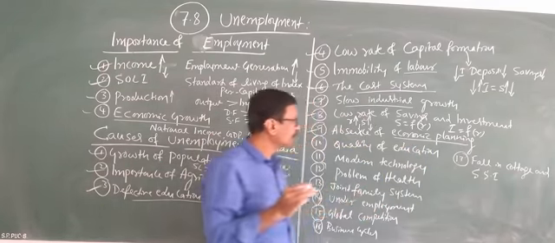Then quality of education, skill, knowledge, experience, training. The quality of education is gradually decreasing compared to other countries. As the quality of education decreases, the educated unemployed increase, and uneducated unemployed increase.